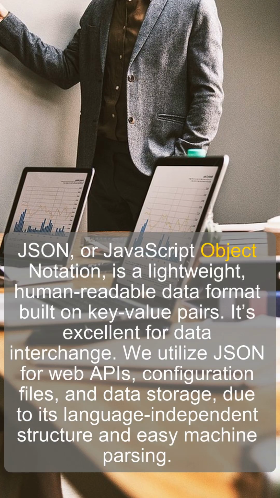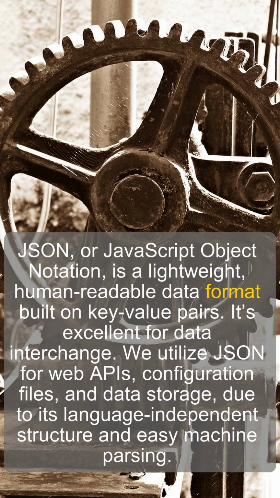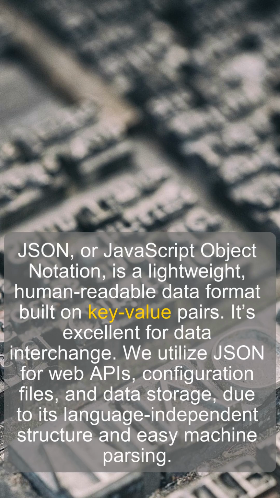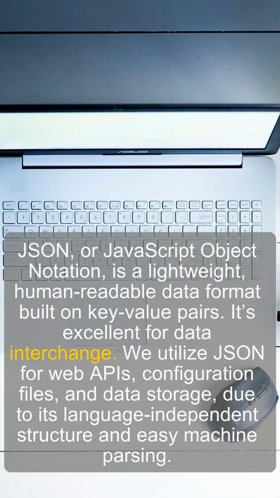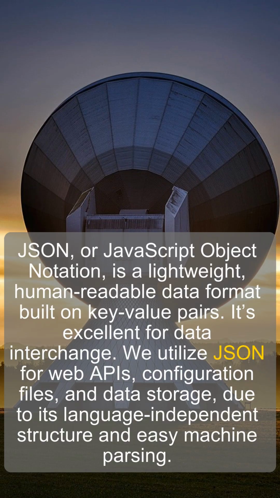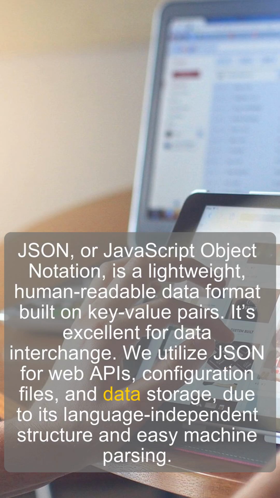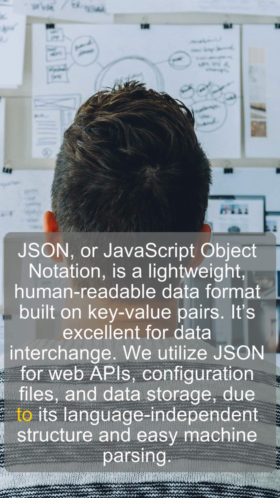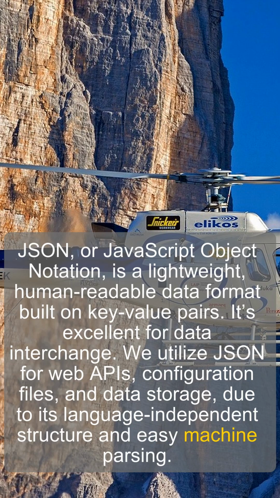JSON, or JavaScript Object Notation, is a lightweight, human-readable data format built on key-value pairs. It's excellent for data interchange. We utilize JSON for web APIs, configuration files, and data storage, due to its language-independent structure and easy machine parsing.